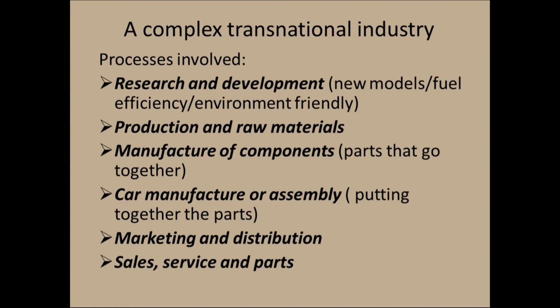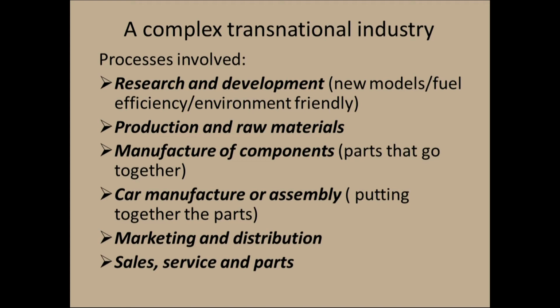First of all, research and development. When we talk about research and development, we're looking at if there's new models, fuel efficiency, and whether their products will be environmentally friendly. It involves also production and raw materials, the manufacture of components, for example, different parts that go together to form one final product. There's also car manufacturing or assembly, then putting together the car parts. Marketing and distribution is very important in a transnational industry. And finally, sales, service, and parts.